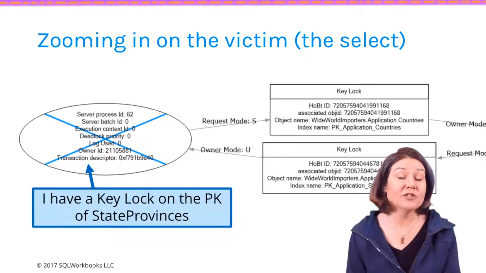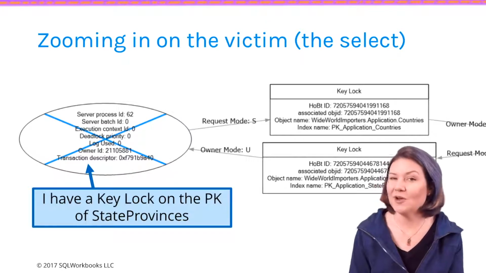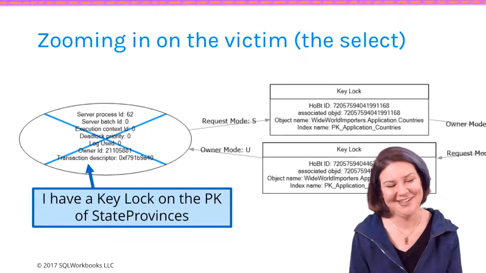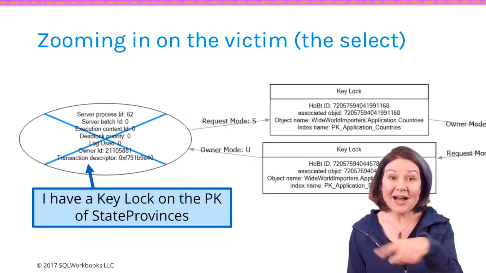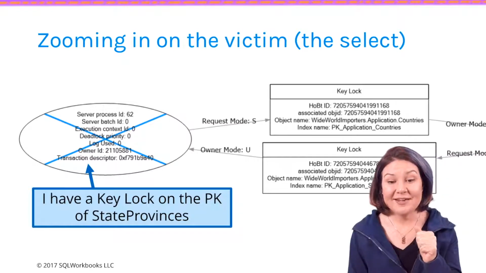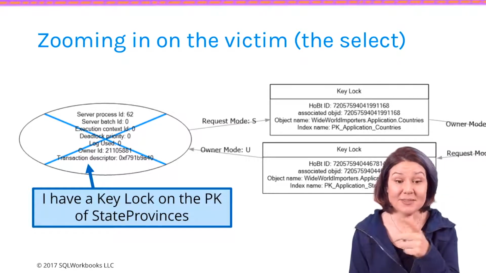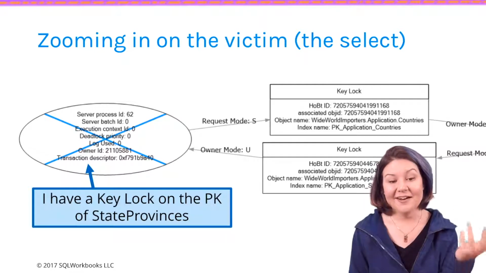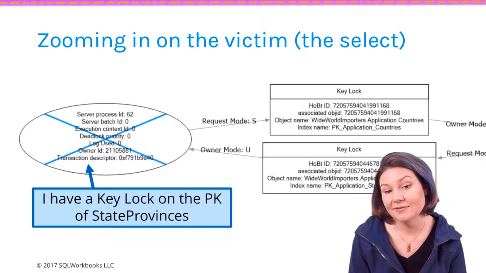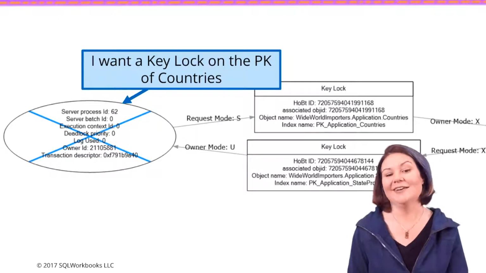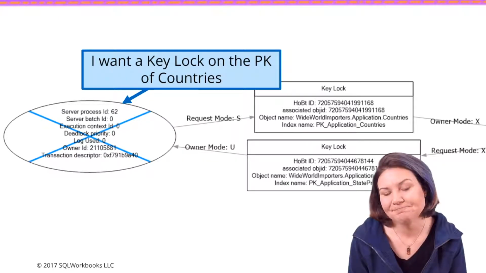If we go over to the query on the left, the one who has the big old X on it, that's our victim, so sad. The box at the bottom has an arrow pointing at him and it says owner mode. That box is the state provinces box. So this one has a key lock on the primary key of the state provinces table. The other line to the top box says request mode. I am requesting a key lock on countries.